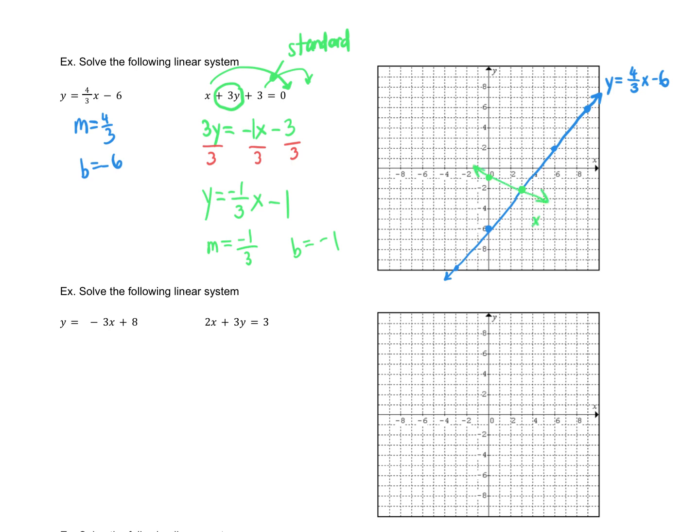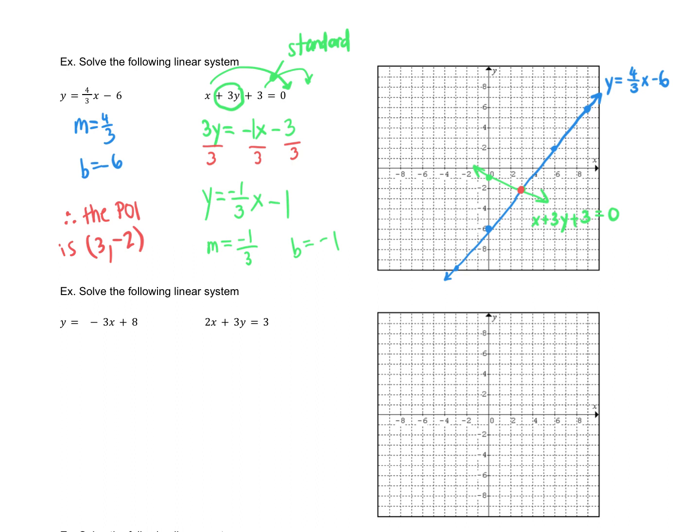I'm going to label, and you can label with the original or the rearranged form, it doesn't matter. But there's my point of intersection. X is 3 and y is -2. So I'm going to write therefore the point of intersection, so POI, is 3, -2.